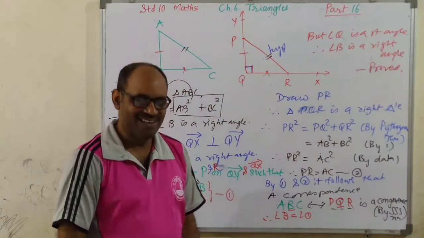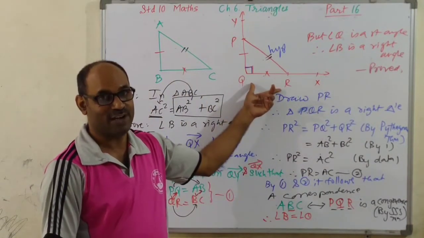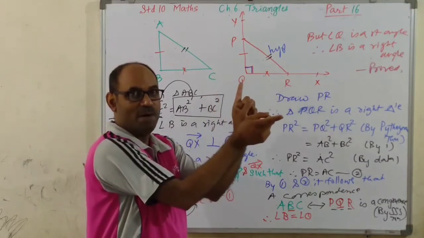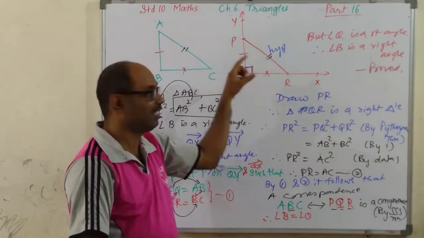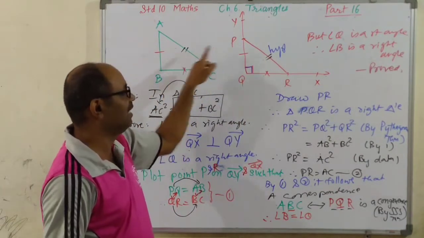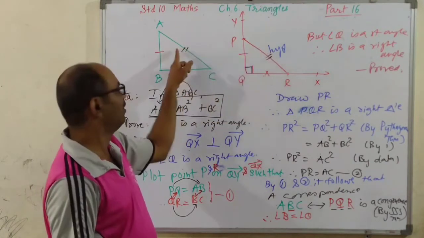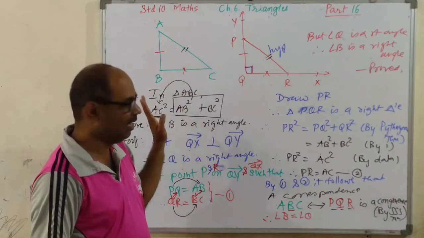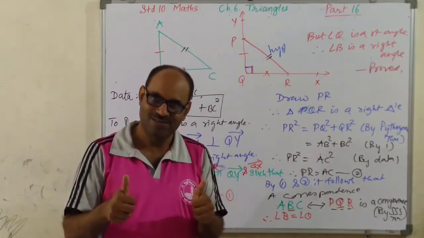Did you all understand, children? It's quite easy. But don't forget the construction of the right triangle. How? By drawing two perpendicular rays and then plotting 2 points on them such that PQ equals AB and QR equals BC. And then you get AC equal to PR. First you use Pythagoras here and then the data. And you get it by SSS. I hope you understood. Fine.